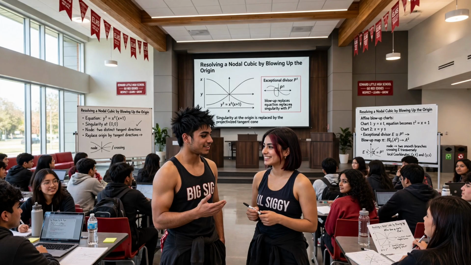Okay, let's do the math. So the derivative with respect to x becomes negative 2x minus 3x squared. Got it. And the derivative with respect to y is simply 2y. Right. Basic power rule calculus. Yes, standard Calc 1 stuff. Precisely. What happens when you evaluate that gradient specifically at the origin, where both x and y are 0?